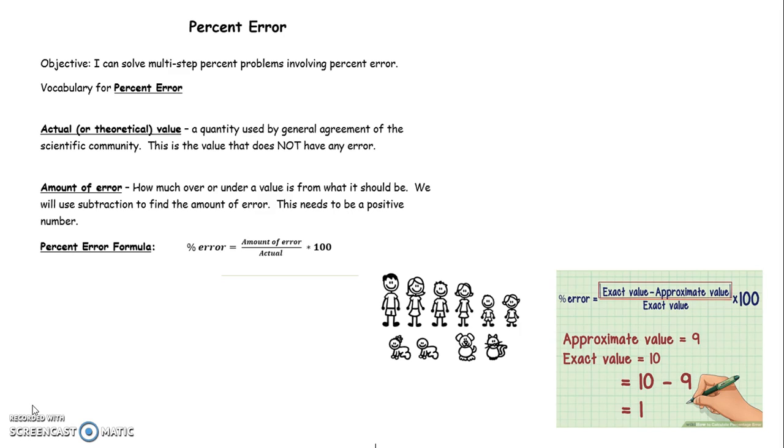And then it says we'll use subtraction to find the amount of error, and this needs to be a positive, because even if you're over the actual value by a certain amount or under the actual value by a certain amount, we just want to know how far away you are from the actual value. And the percent error formula is percent error is amount of error over the actual and then times 100 to change it to a percent.